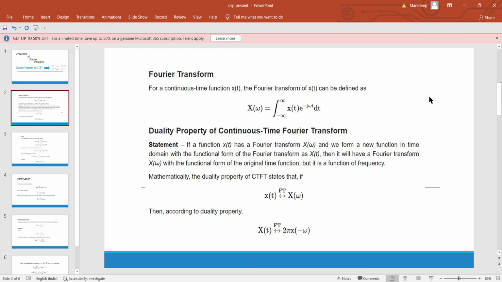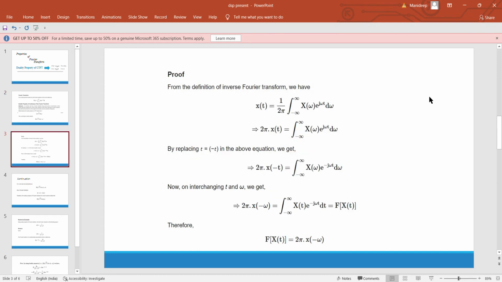So mathematically, duality property of continuous time Fourier transform states that small x of t, if we apply the Fourier transform to the time domain signal, we get the Fourier transform as capital X of omega. Then according to duality property, capital X of t, by applying Fourier transform, we get 2 pi into x of minus omega. So we look at the proof for further understanding of duality property.